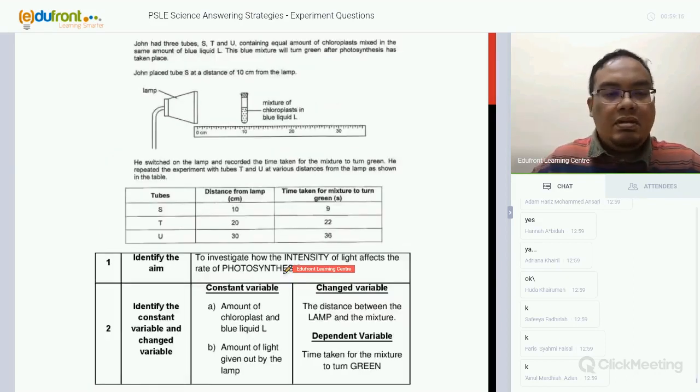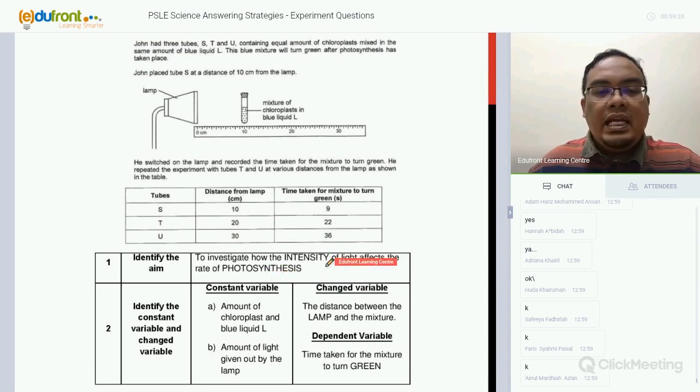Okay, so what is the aim of the experiment? To investigate how the intensity of light affects the rate of photosynthesis. Okay, so how do they differentiate or change the intensity of light? By moving the distance, right? By moving the distance of the setup from the lamp. The closer the setup or this mixture is to the lamp, the greater the intensity of light.